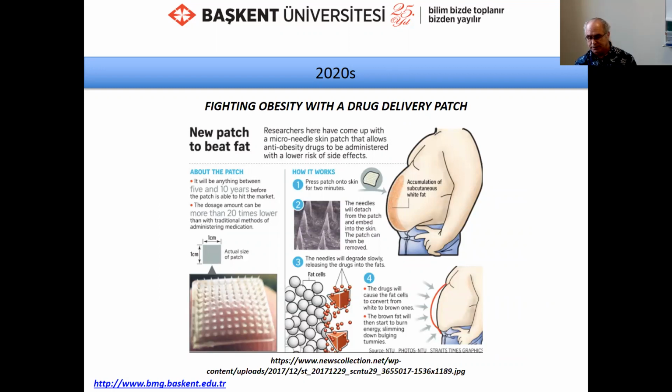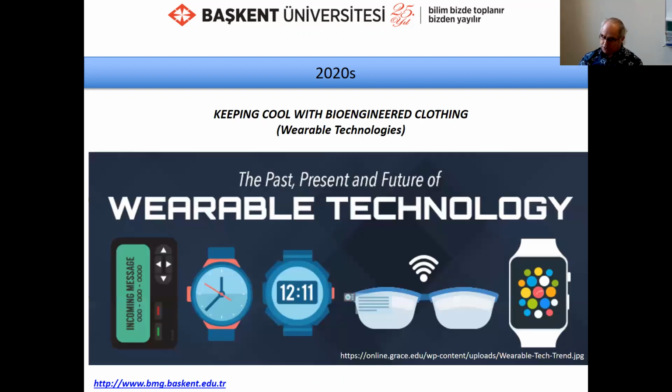such as biomaterials applications, patch to beige fat. Those are for fighting obesity with drug delivery pads. Those are micro and nanotechnological applications. And wearable technologies are very famous, and wherever you look at your surroundings, you can see some of the smart wearings, such as the watch, eyeglasses, and so on.